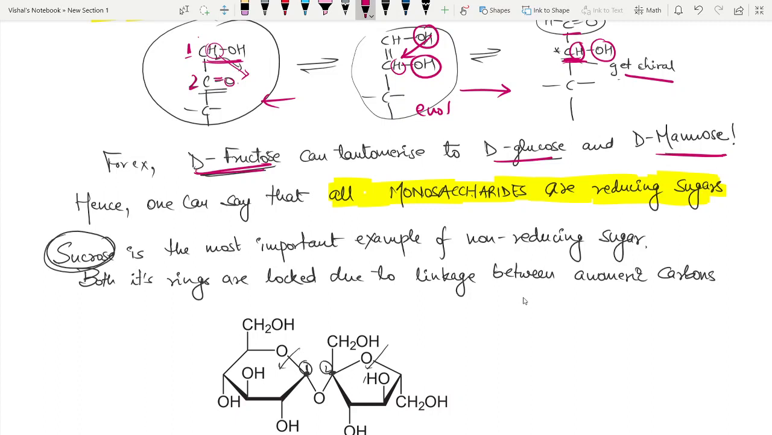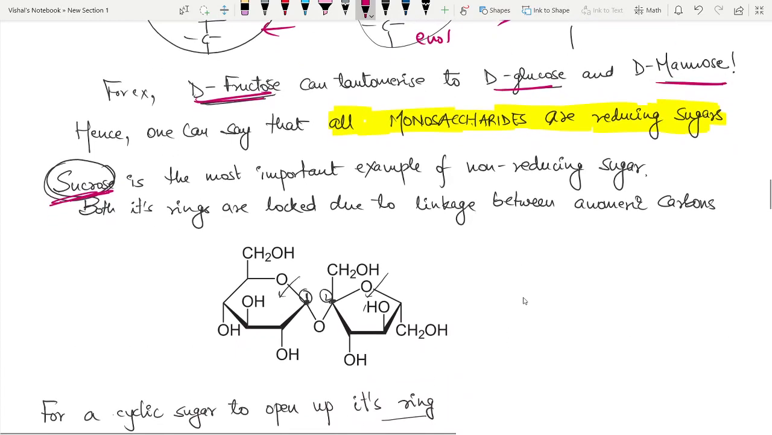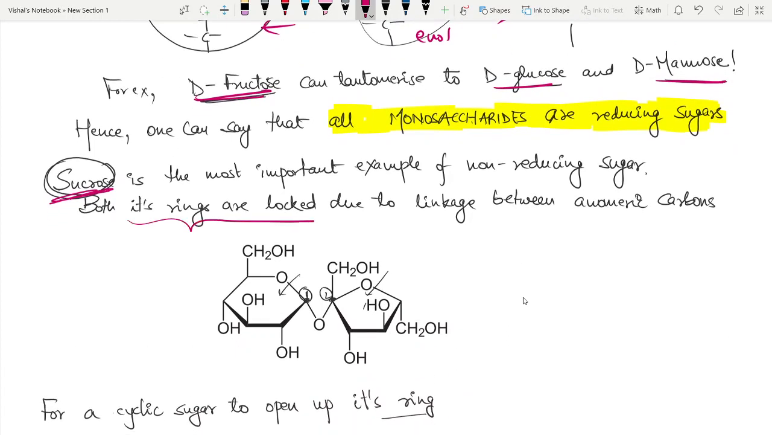What is an example of a non-reducing sugar? So the most common example is sucrose. Sucrose is the most important example of a non-reducing sugar. It's a non-reducing sugar because both its rings are locked due to the linkage between anomeric carbons. So when the sucrose molecule is formed, both the anomeric carbons are connected, and both the anomeric carbons, you see, don't have a free OH group, so that they can tautomerize back to the aldehyde or the ketone group.